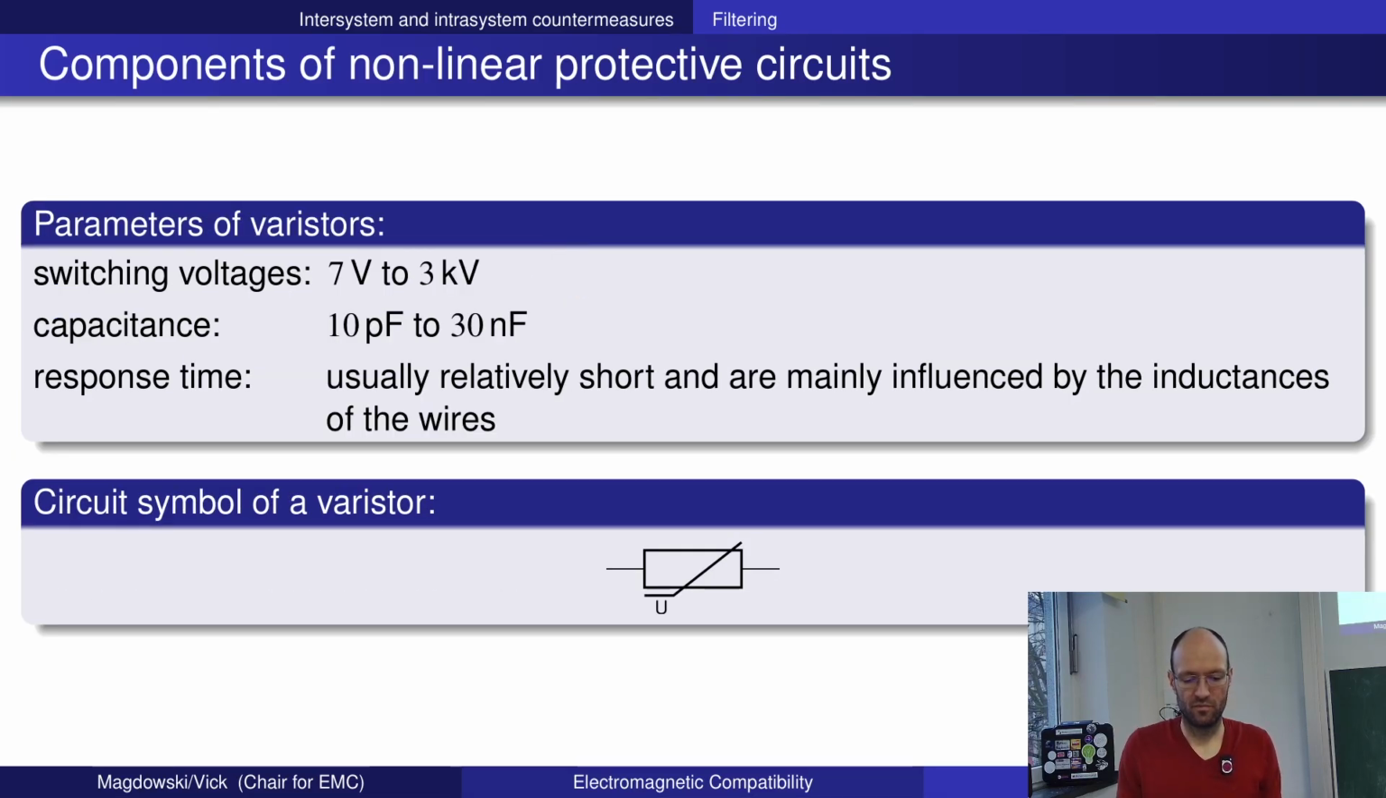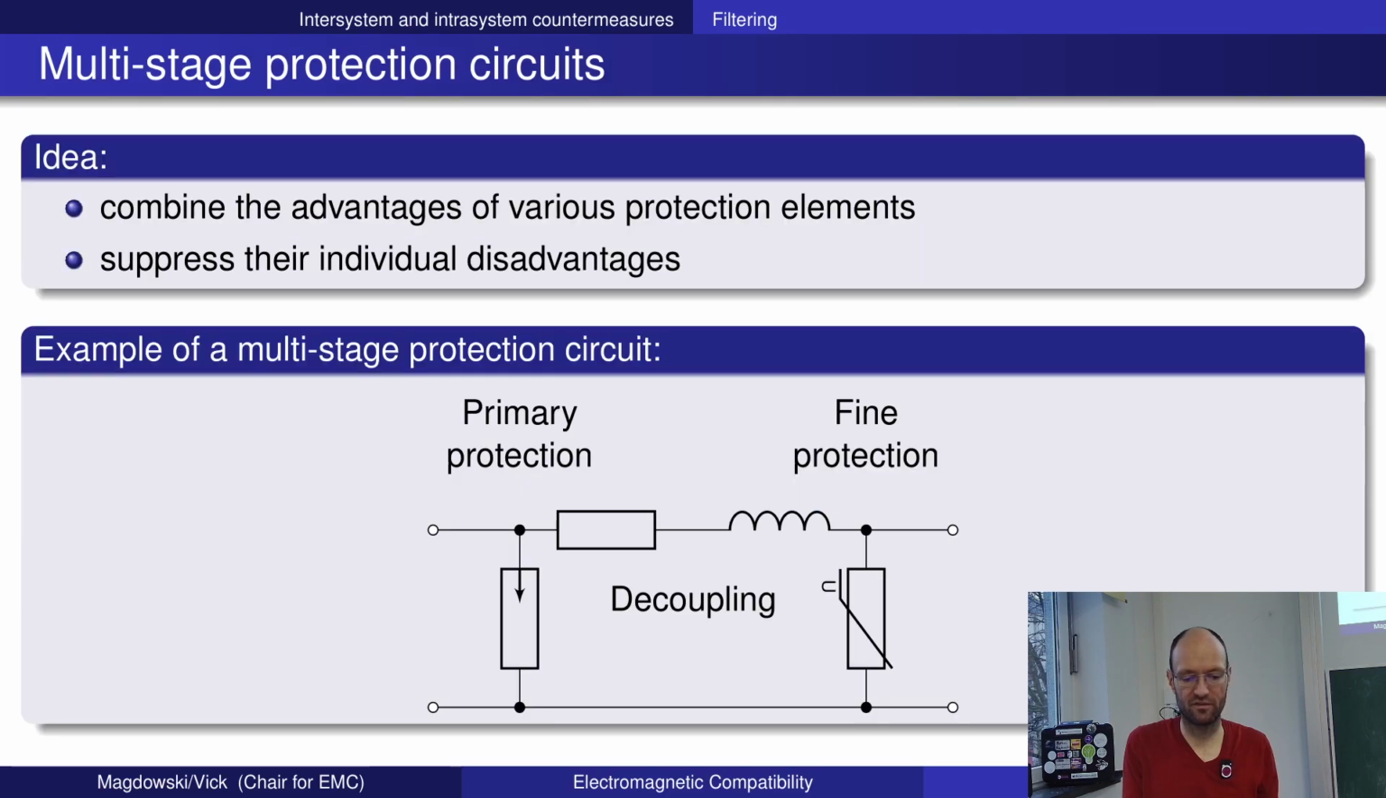Yeah, and so once again, here you can see the symbol. Switching voltages here, there might be devices that also go up into the kilovolt range. I think it's difficult to have something below 7 volts due to the properties or characteristics of the semiconductor material. And as said, response time is usually rather fast.